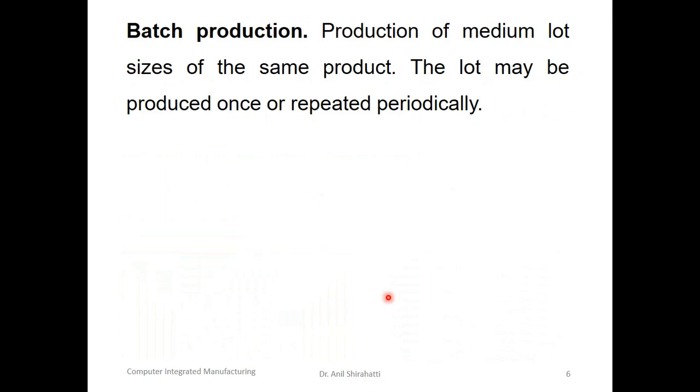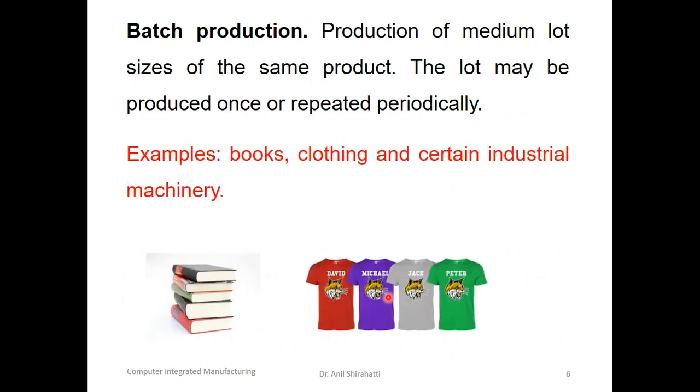So third is batch production. In batch production we are producing the product in a small batch size. The batch size depends upon the product. For example, in case of book manufacturing, you can say a batch size of, let's say, 1000, where you are printing a similar book for 1000 quantity. Maybe in t-shirts, with the same logo and name, you can say okay, 100 may be our batch size.